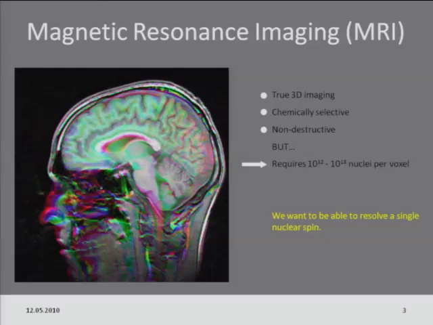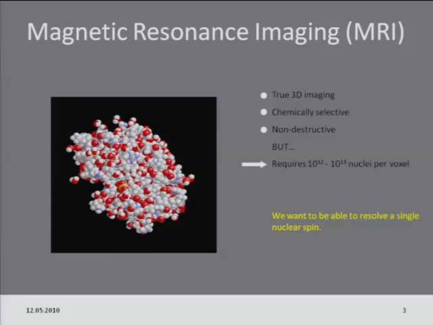So it's a true three-dimensional imaging technique. It's chemically selective. Here we're looking at the proton density inside his brain, but in principle we could look at the fluorine density or other kinds of isotopes that are NMR active. Again, it's non-destructive. We don't have to irradiate him with gamma rays or something like this. The main drawback, I would say, is that you require many, many nuclei to create one, let's say, three-dimensional pixel. It's on the order of at least 10 to the 12 nuclei involved in a signal coming from one pixel.